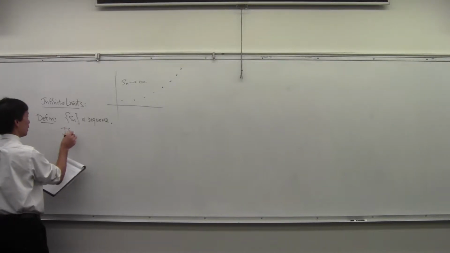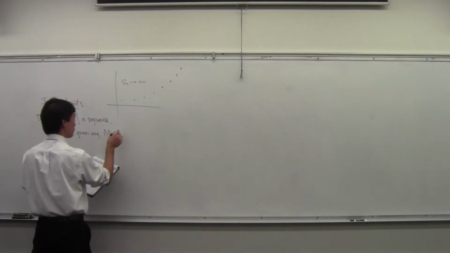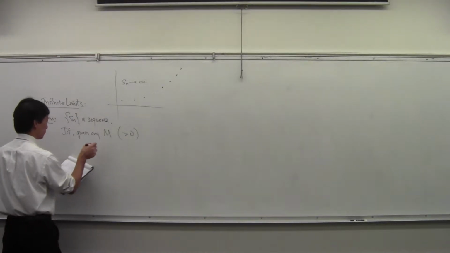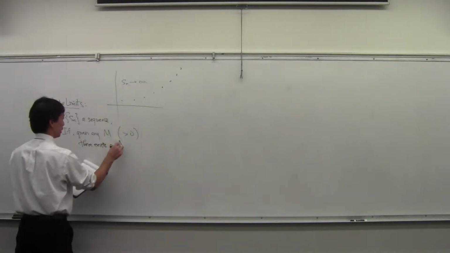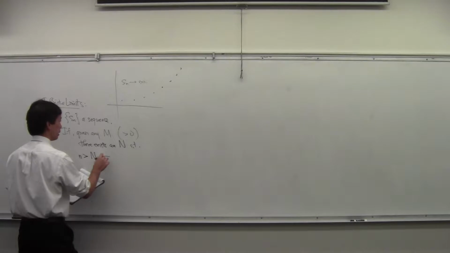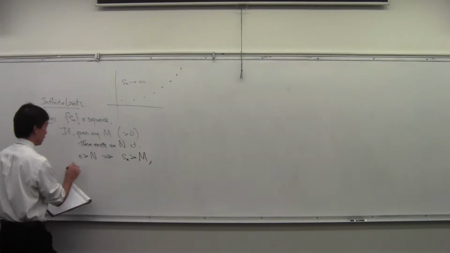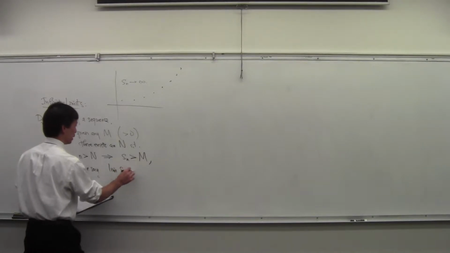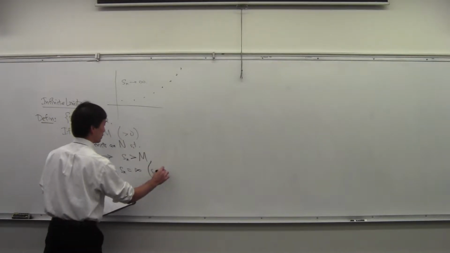If, given any number, and usually we assume that number is positive, given any positive number M, there exists an N such that being past that N ensures that your sequence exceeds the number, then we say that the limit of S of n is infinity. S of n goes to infinity.